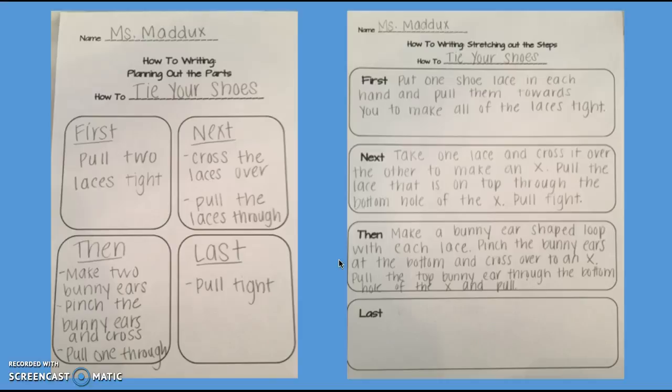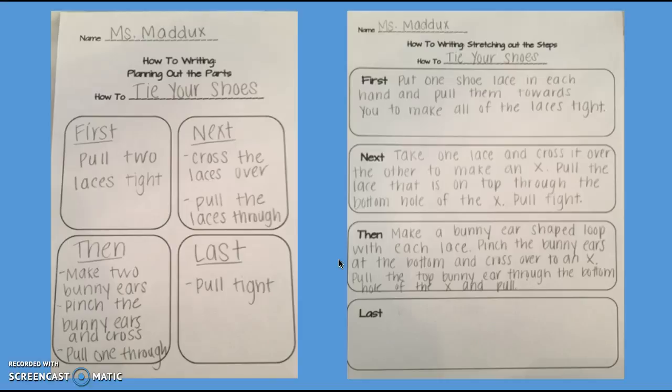So now you pinch the bunny ears at the bottom. There's a detail right there. They have to know to pinch them at the bottom. Otherwise, their tie is not going to work very well. And cross over to an X. So this is kind of like the step that they just did above, so hopefully this is a little familiar to them. Pull the top bunny ear through the bottom hole of the X and pull, all right?